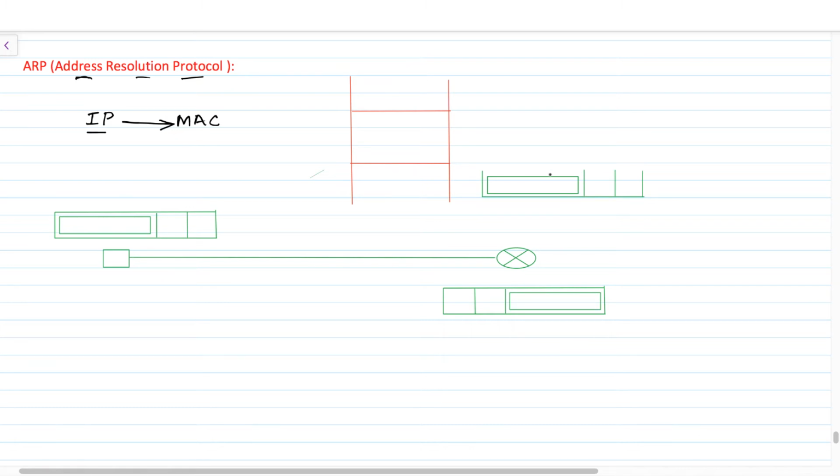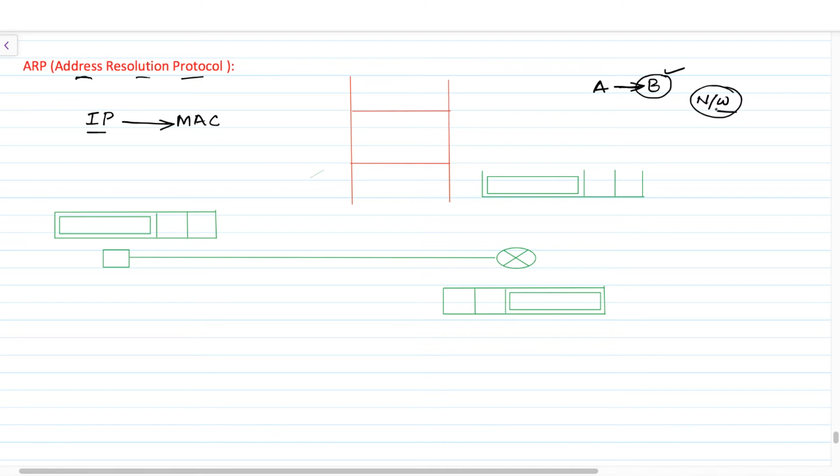So suppose we have a host A and it wants to send a message to B. Now B could be present in the same network or in a different network. So how can we identify whether B is present in the same network where A is present or in a different network? We have discussed this concept already in IP addressing. Here we are going to use the network mask to identify whether this host B is present in the same network or in a different network.